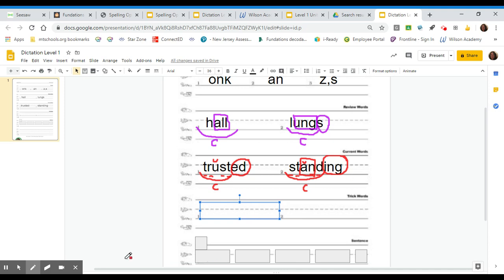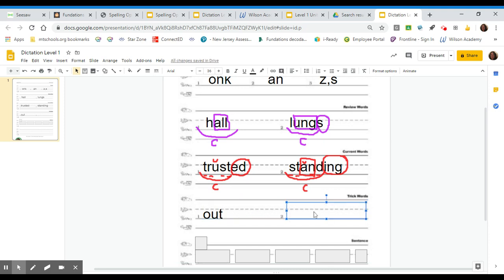Now let's move on to trick words. Trick word number 1. Before we write, we're going to trace it with our finger on a table or wherever you're sitting. You're just going to trace it with your finger. So the first trick word is the word out. Let's trace it. O, U, T. Out. Now let's write it. O, U, T. Out.